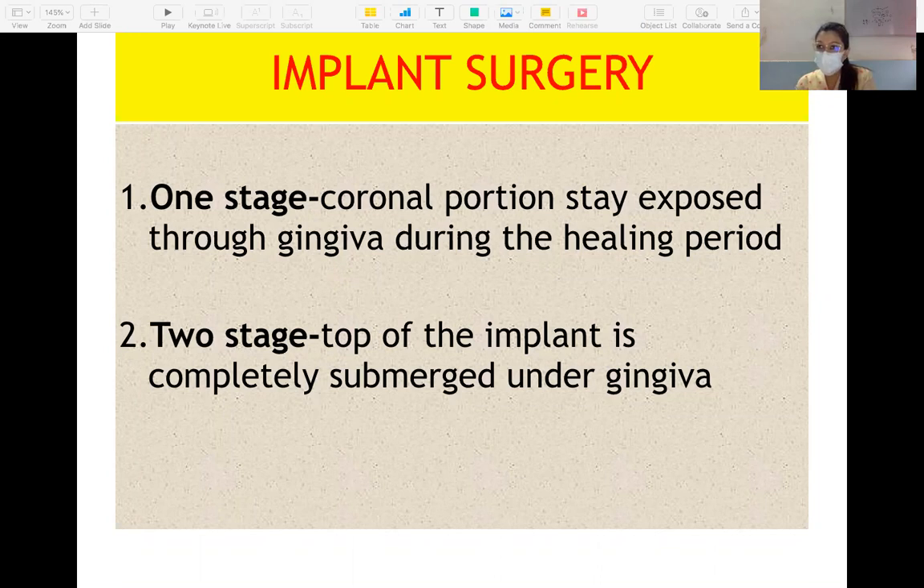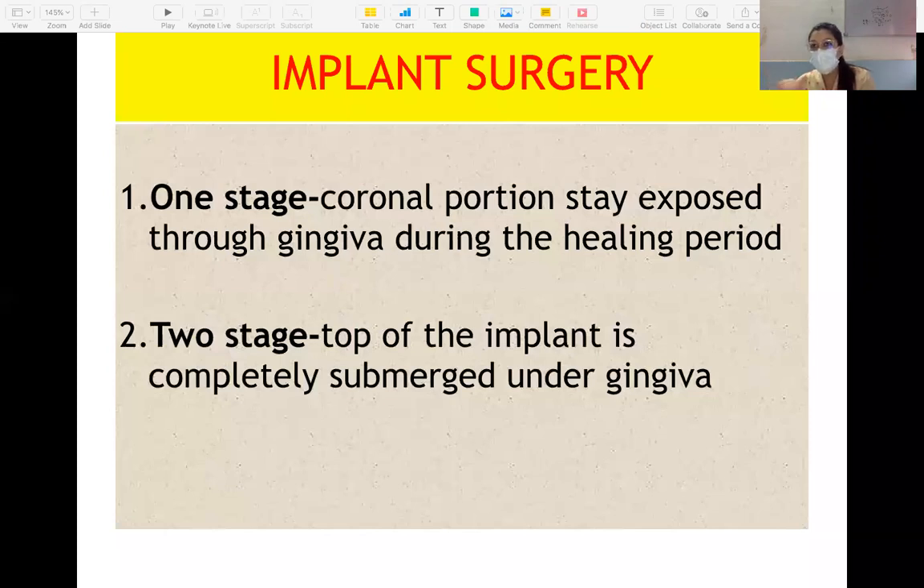Then you will have to use impression posts, as I showed in the parts of implant slide. And then you have to take the impressions with the help of the impression post and then get the prosthesis fabricated in the dental lab.